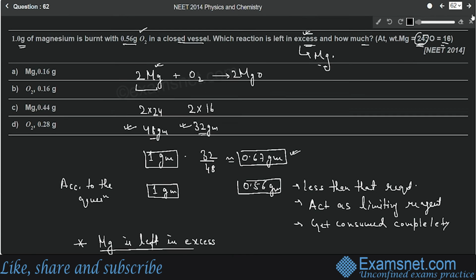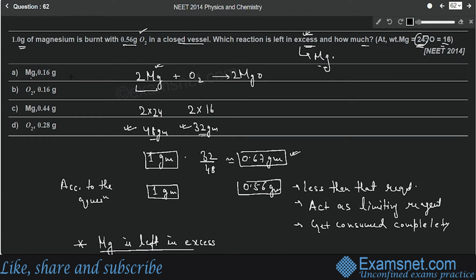So let's see the options. In the first option, yes, the first option only is the correct one. Magnesium is left in excess and 0.16 grams of magnesium. So option A is the correct answer.